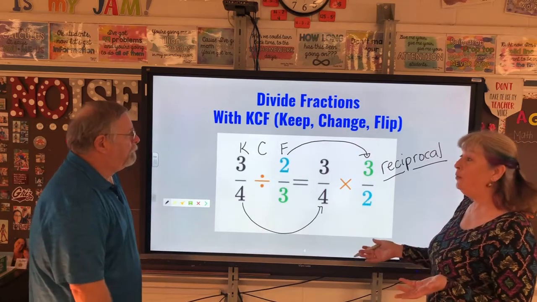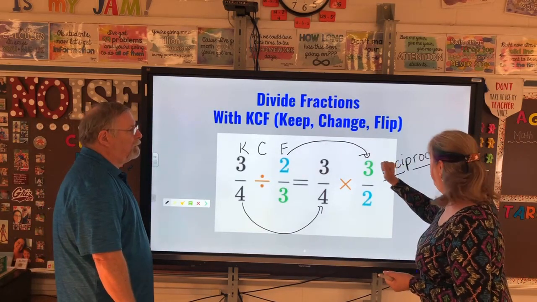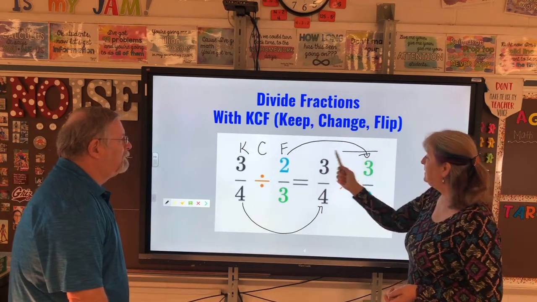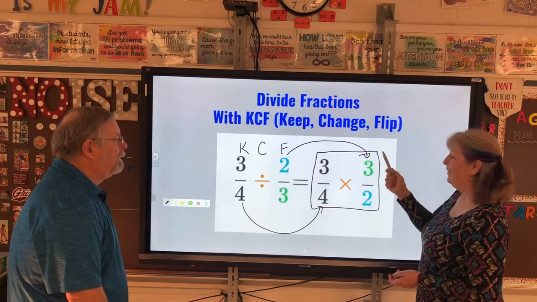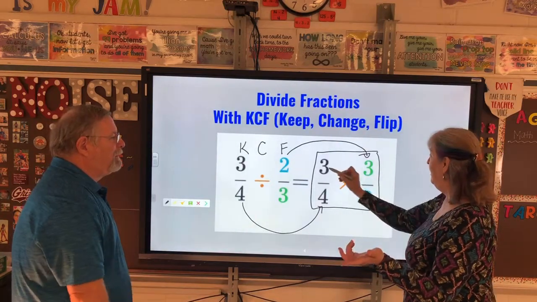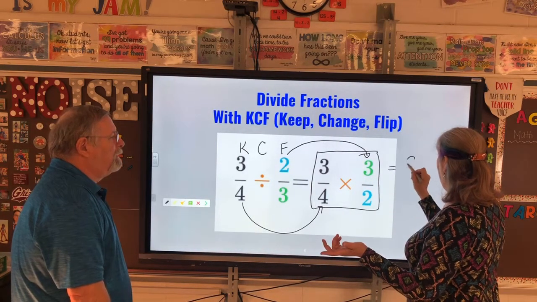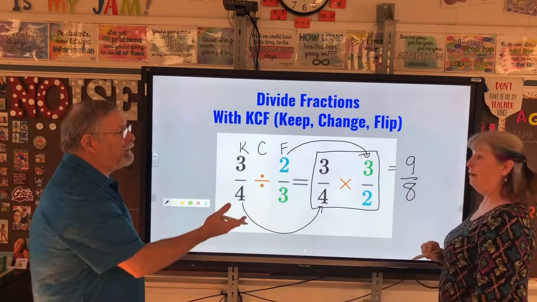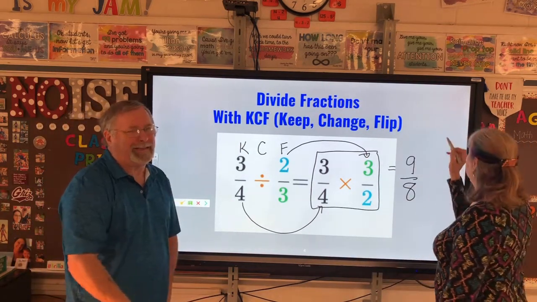Now, once we get to this, that looks like what we've been doing. 3 times 3 is 9. 4 times 2 is 8. And we end up with an improper fraction, so we know we can't leave it that way.